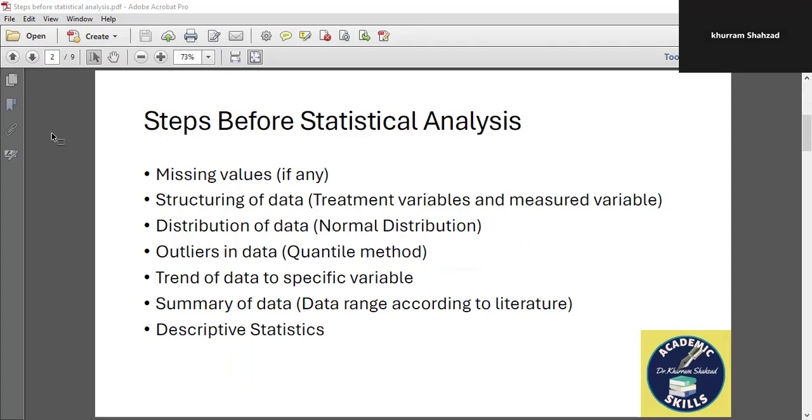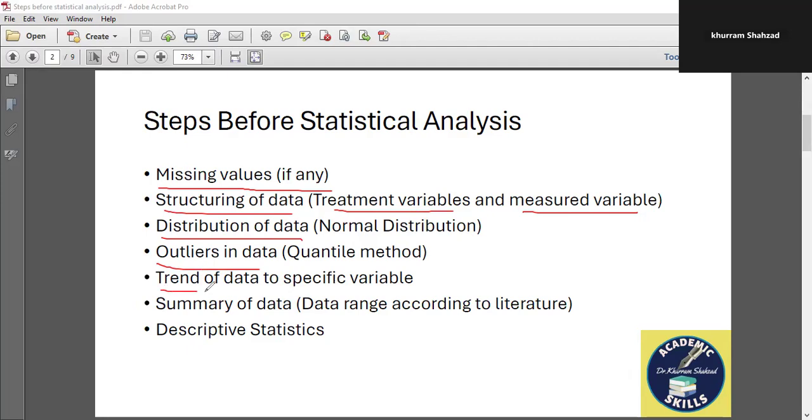First of all, you have to see what the missing values are in your data, and then the structuring of your data. You must know what the treatment variables are and what the measured variables are. After that, you have to see the distribution of your data. Is your data normally distributed, or are there very large gaps between the values? And then you have to see the outliers in your data, because outliers can affect the conclusions you make from your data. So you must know how many outliers are present in your data.